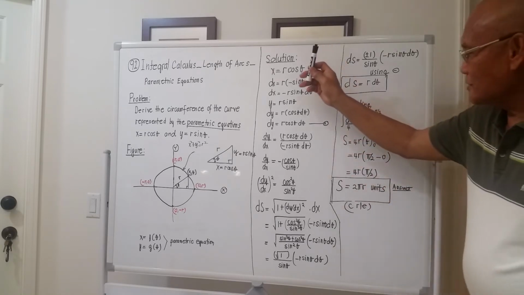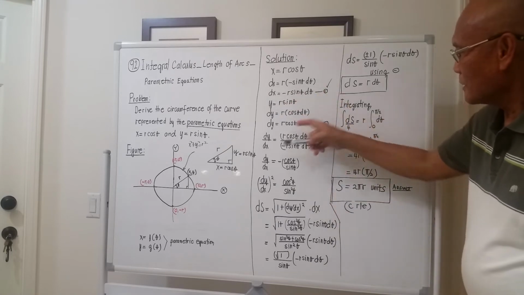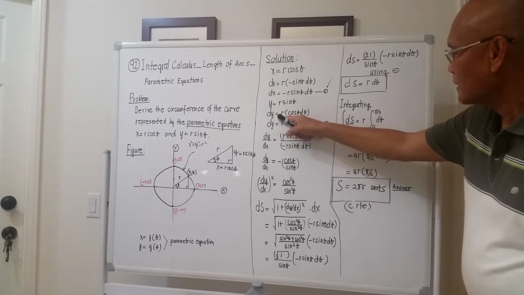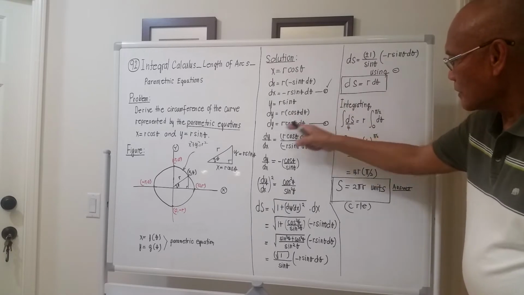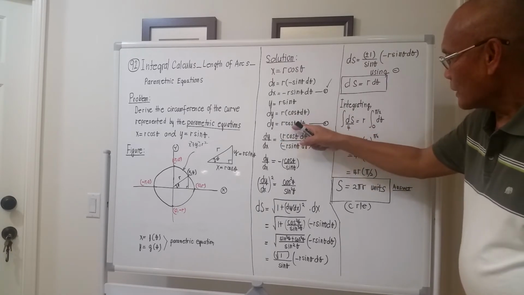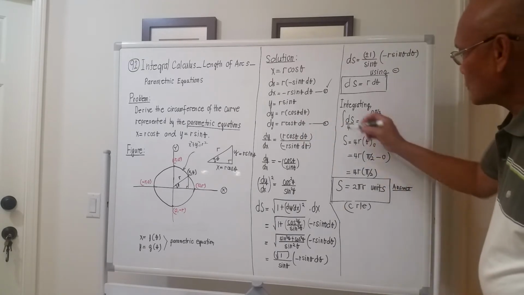From the second relation, y equal to r sine of theta, taking the differential, dy will be r, the differential of sine will be plus cosine of theta, differential theta, or dy equal to r cosine of theta, differential theta. I will call this equation number 2.